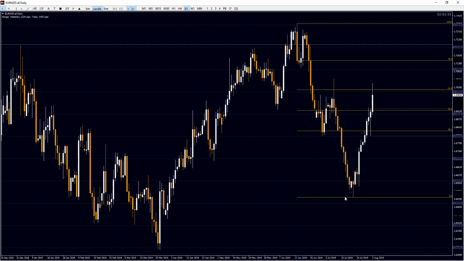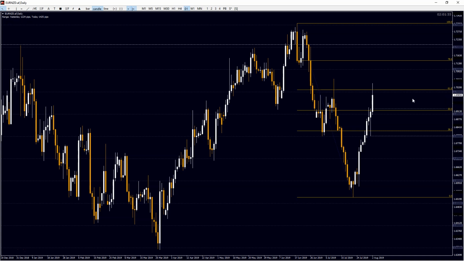If we just draw in our Fibonacci from the daily swing high to the swing low, the swing high being close to that 173 handle and the swing low being close to that 165. If we draw in that fib, we can see that the pair is currently testing that 61.8 level as well as the 170 flat handle.